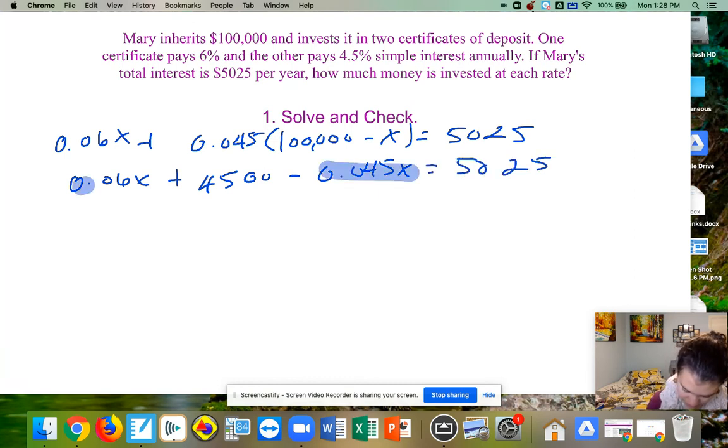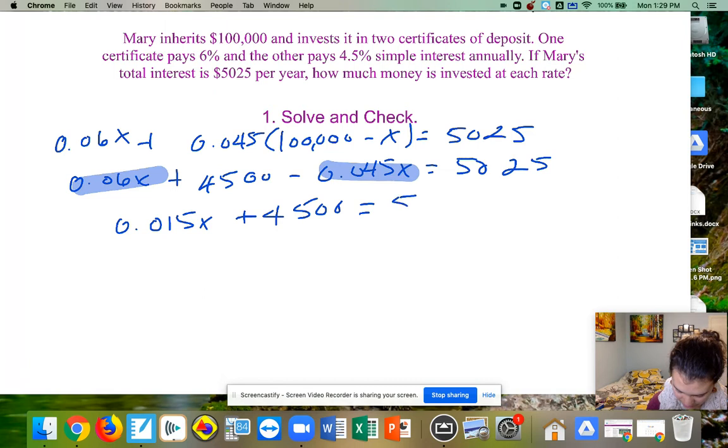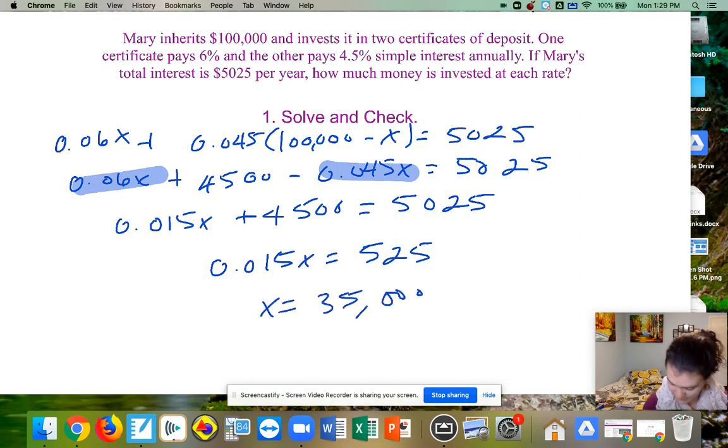Combine your like terms here and get 0.015, I'm missing a zero there. 0.015x plus 4,500 equals your 5,025. Subtract your 4,500 from both sides. 0.015x equals 525. Divide, and x equals 35,000. So we're not quite done.